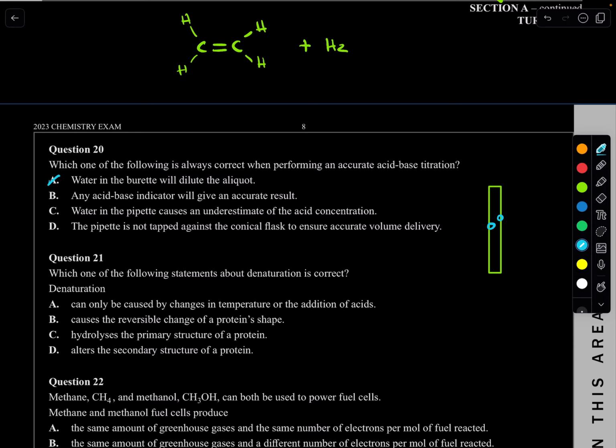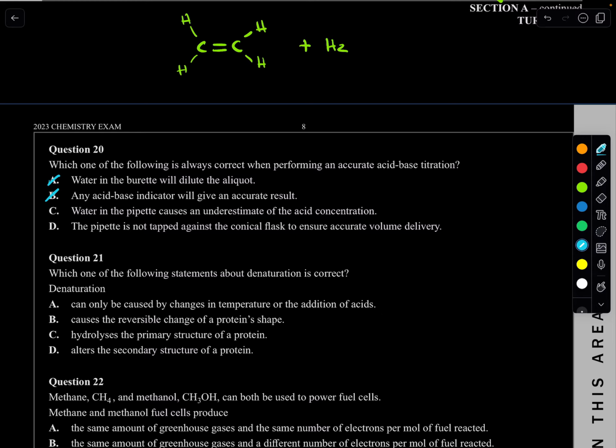B. Any acid-base indicator will give an accurate result. Not true. Acid-base indicators depend on the pH. If you look at your formula sheet or your data book, there's a list of different indicators that work at different pHs. So not right. C. Water in the pipette causes an underestimate of the acid concentration.